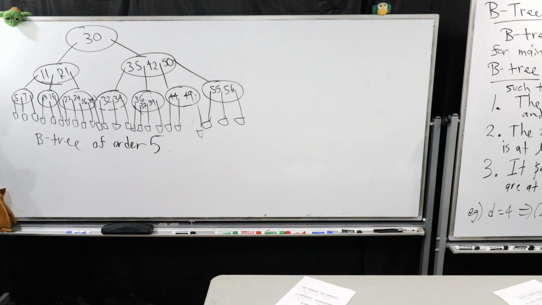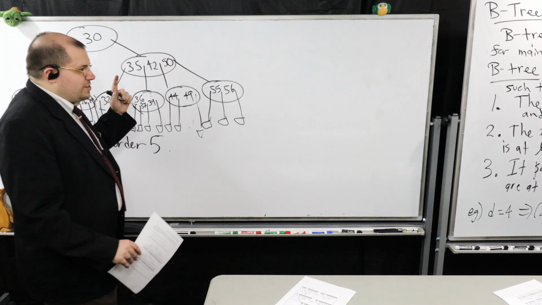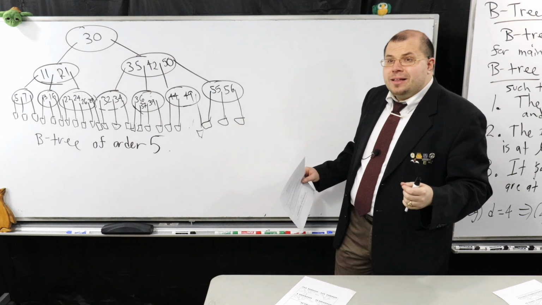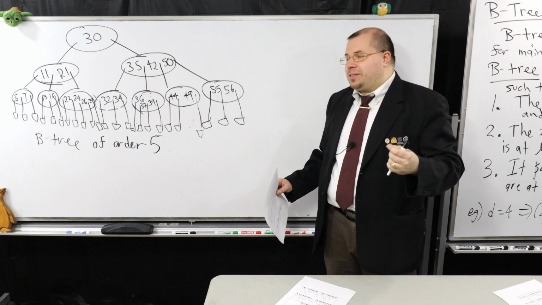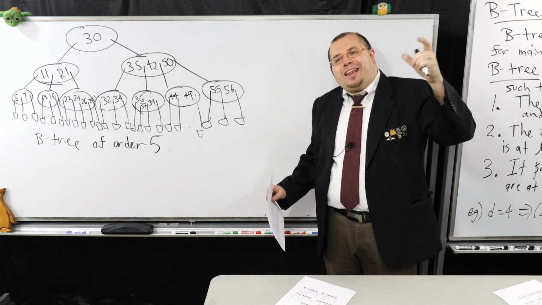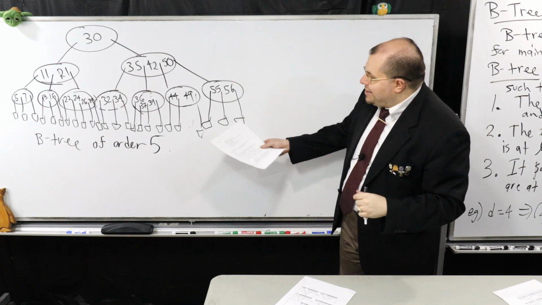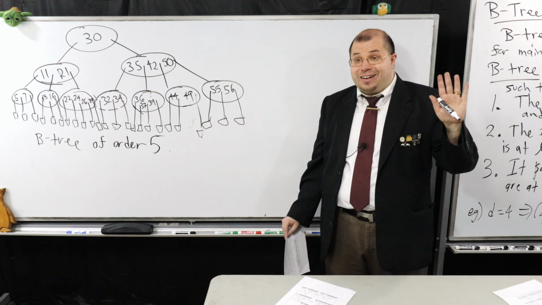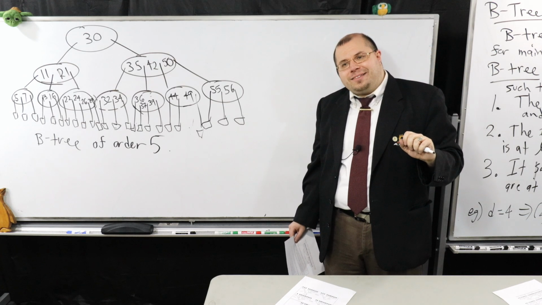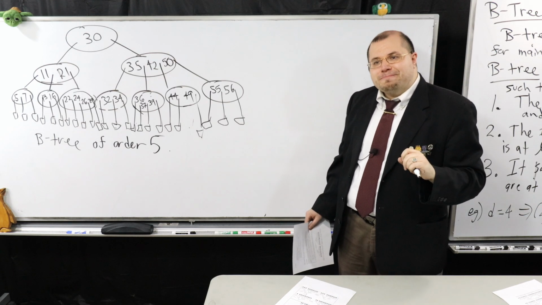So let's think about it. Let's look at the definition. The first thing is that the root has at least 2 children and at most D children. Somebody's asking, how do you figure out the order? You figure out the maximum number of children of any one node in the tree. In this case, there is a node that has 5 children. That's the largest number of children any one node has in this tree. So the order is 5.